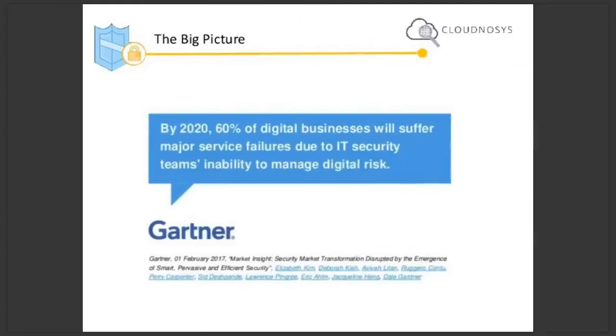By 2020, Gartner is saying that 60% of digital businesses will suffer major service failure due to IT security teams' inability to manage digital risks. Now I know it says IT security team, and quite frankly, in our opinion, which you'll see very shortly in the next slide, it's everybody. So everybody has to contribute towards this success or potential failure. So we're going to dive into that.